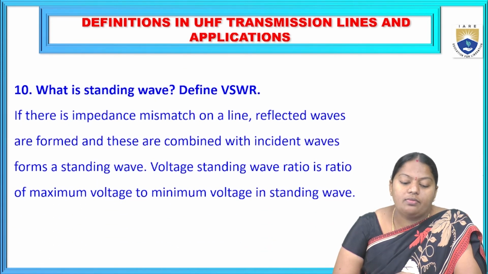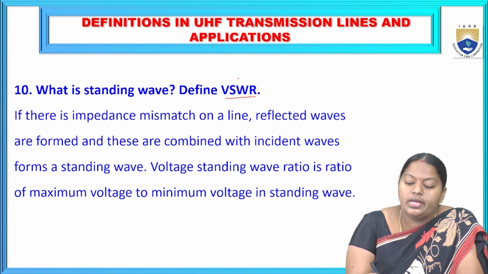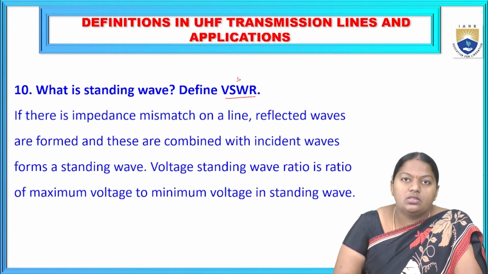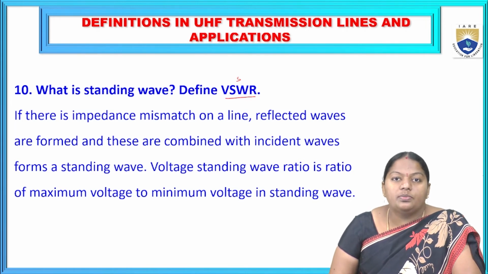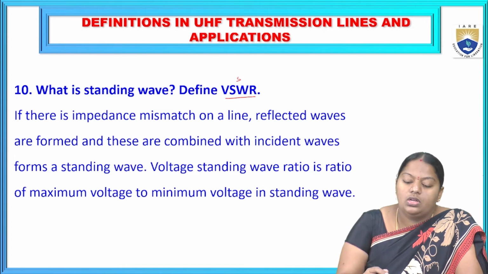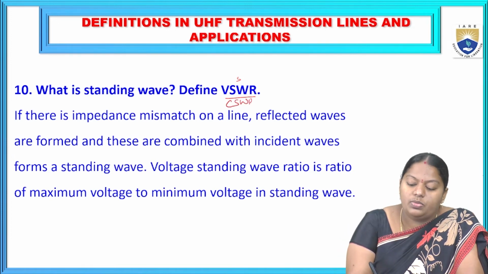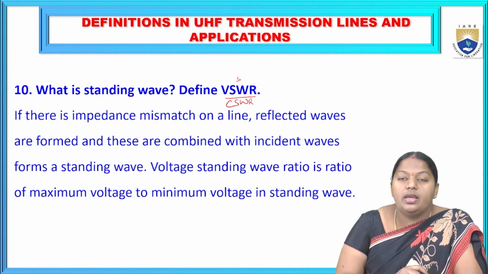Next, what is a standing wave? Define VSWR, the voltage standing wave ratio. Depending upon the standing wave ratio, if defined with respect to voltages the term is VSWR, and if with respect to currents, the term is current standing wave ratio, represented as CSWR. What is a standing wave? If there is an impedance mismatch on a transmission line, reflected waves are formed and combine with the incident waves to form a standing wave.